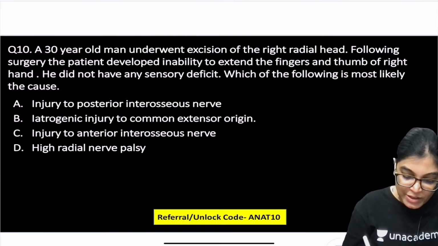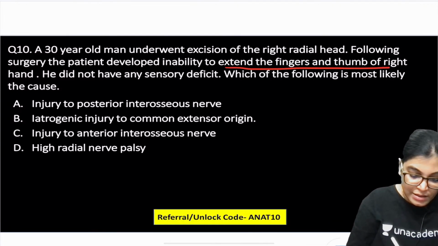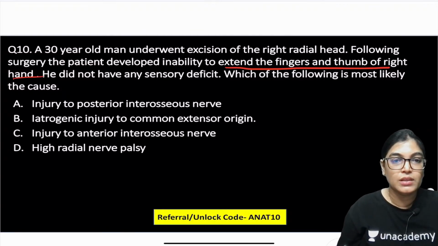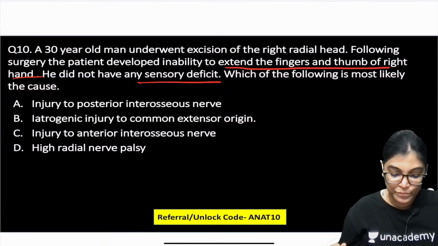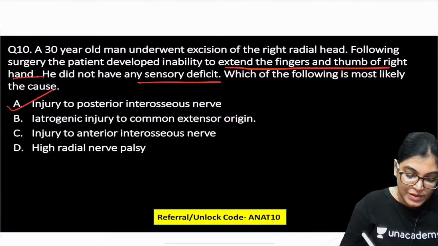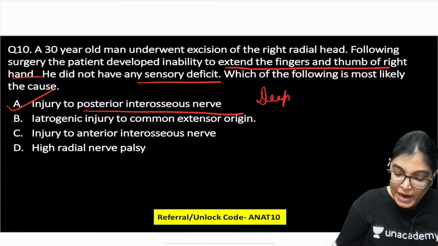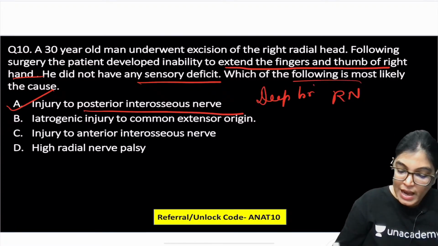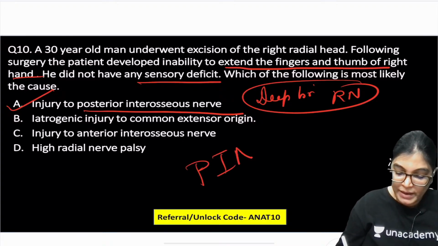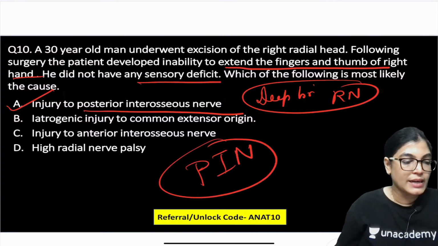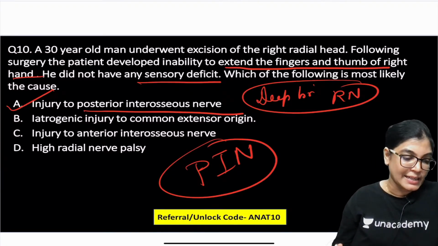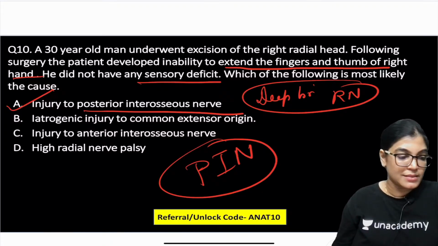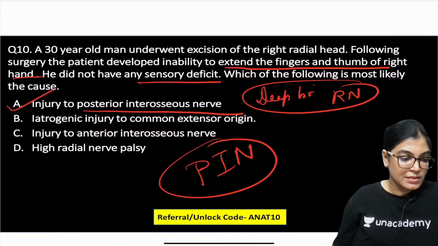The key point mentioned is inability to extend the fingers and the thumb of the right hand. Extension is involved, but there is no sensory deficit. Actually, the answer will be involvement of the deep branch of the radial nerve, and the correct answer will be involvement of the PIN, that is the posterior interosseous nerve. So A is the correct answer. Got it, everyone? This is the reason A is the correct answer.